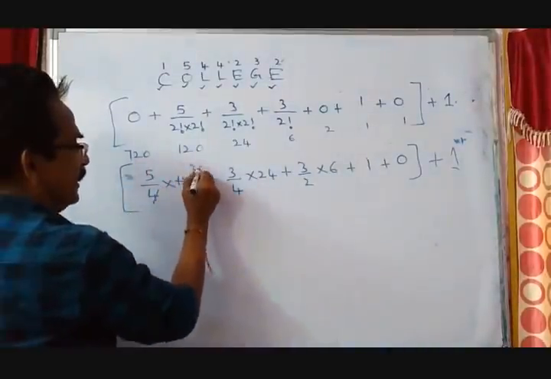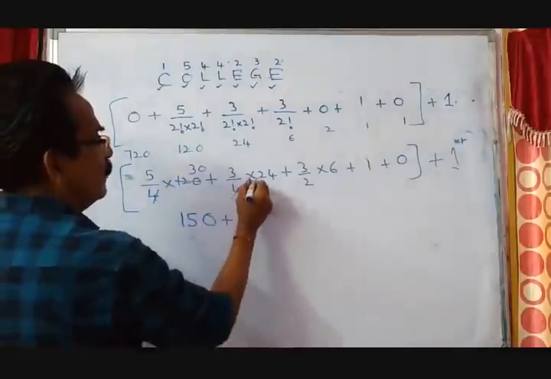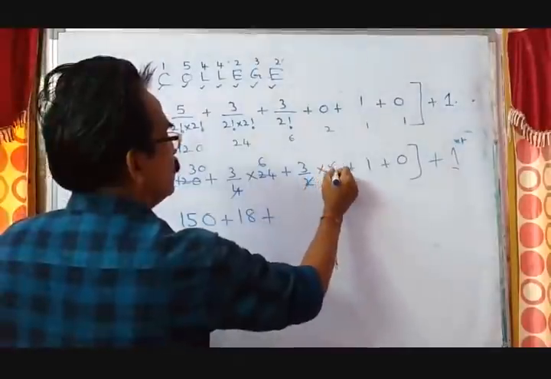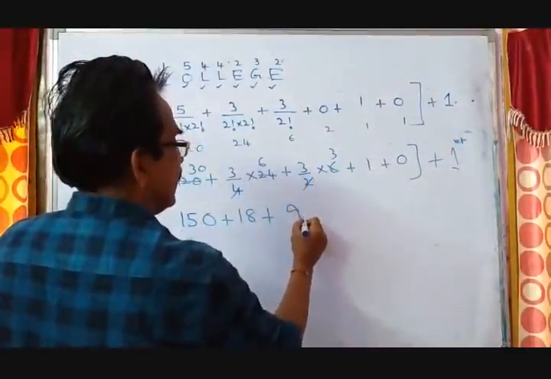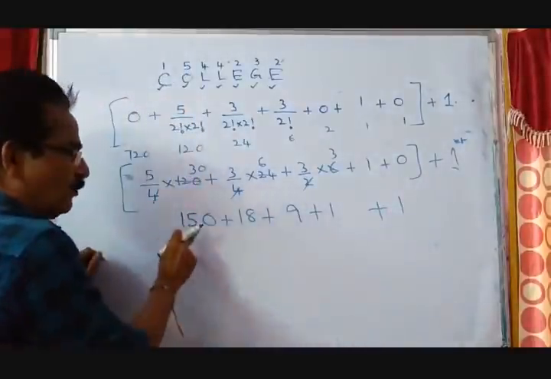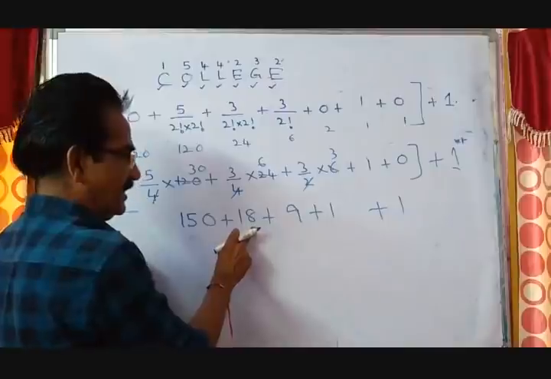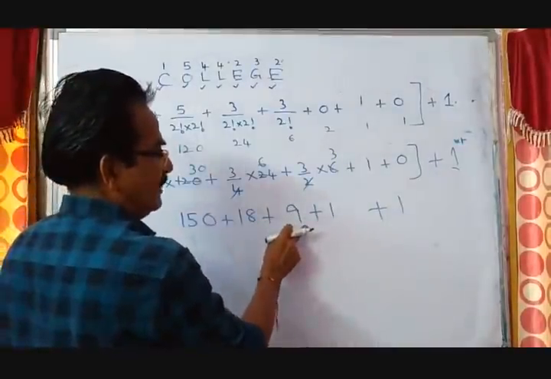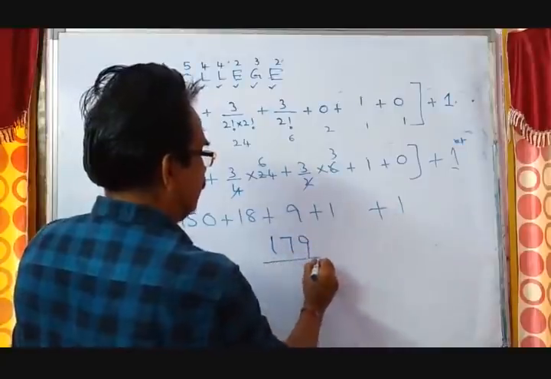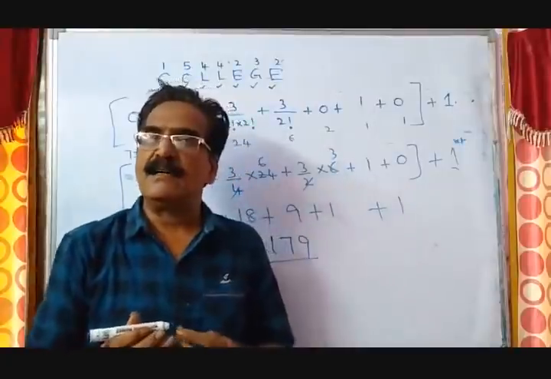4 thirties, 5 threes, 150. 4 sixes, 6 threes, 18. 2 threes, 3 threes, 9 plus 1 plus 1. So 150 plus 18, 168 plus 10, 178 plus 1, 179 is the rank of the word college.